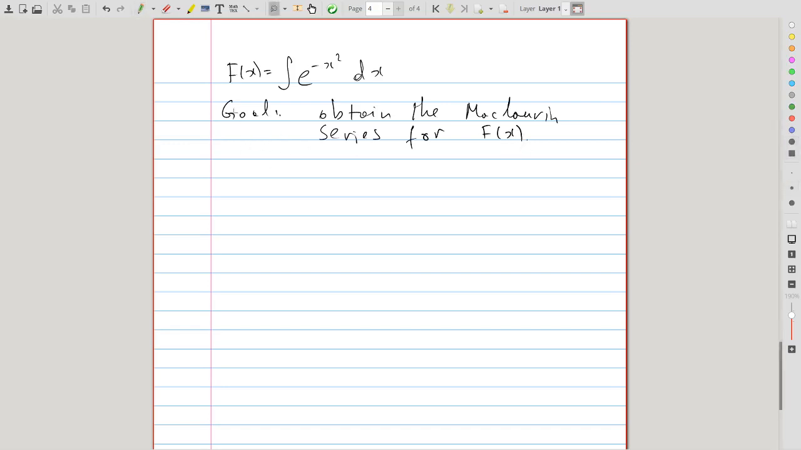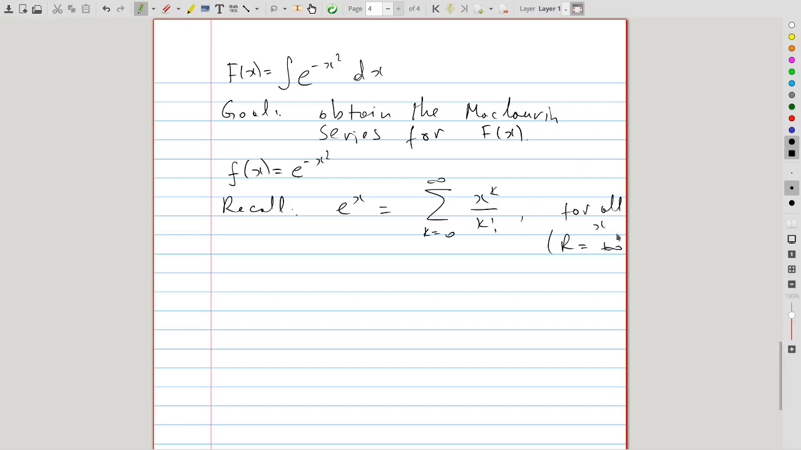The way to do it, of course, is to start with e to the minus x squared and express it by a Maclaurin series. So let lowercase f of x be e to the minus x squared, like so. We know that e to the x is given by the following Maclaurin series: the sum k from 0 to infinity, x to the k divided by k factorial. This is the representation of e to the x, which converges for all x. So it has radius of convergence equal to plus infinity.